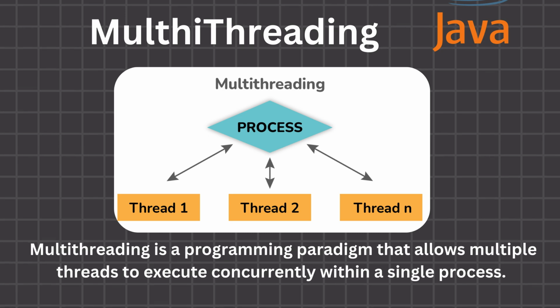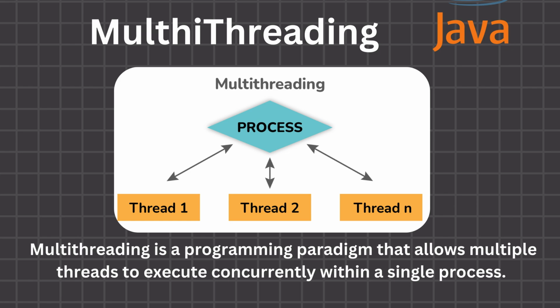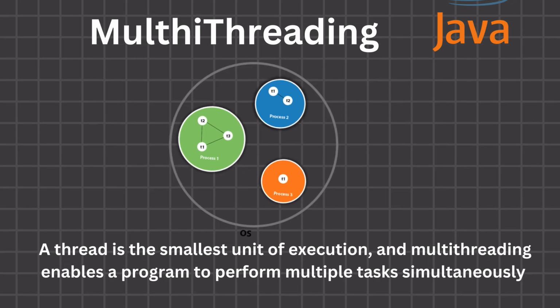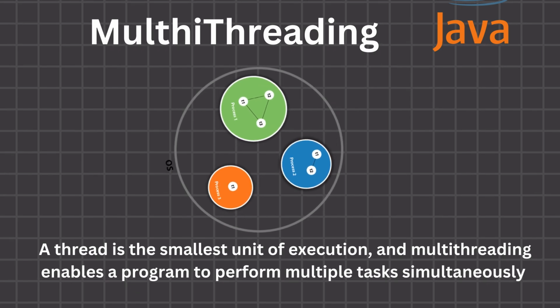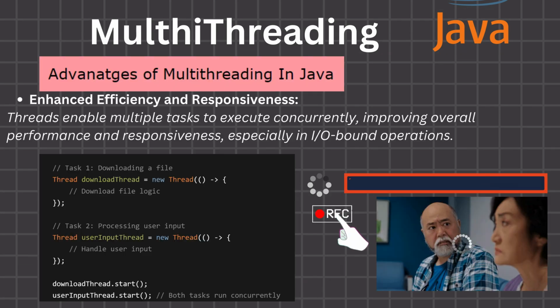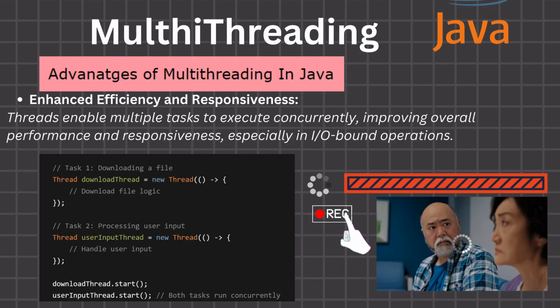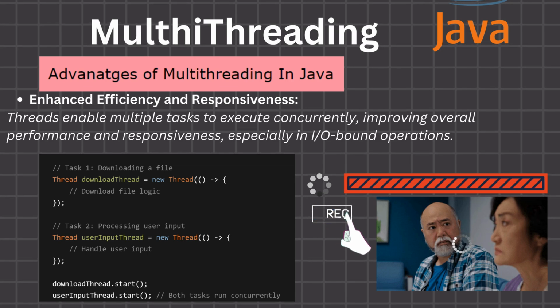Multithreading is a programming paradigm that allows multiple threads to execute concurrently within a single process. A thread is the smallest unit of execution, and multithreading enables a program to perform multiple tasks simultaneously, thereby improving efficiency and responsiveness. Moving on from thread priority, let's explore the advantages of multithreading in Java. The first advantage is enhanced efficiency and responsiveness, which we'll see in action in this code example.